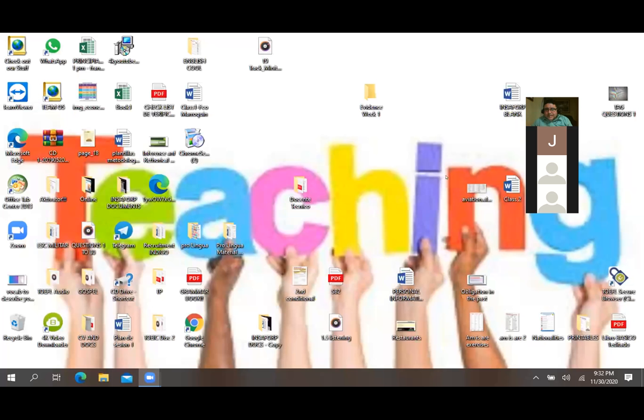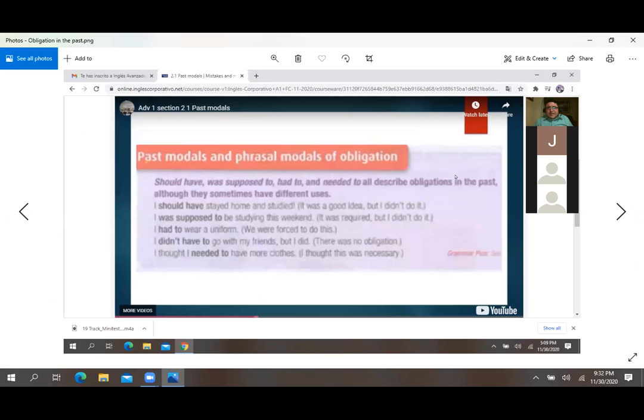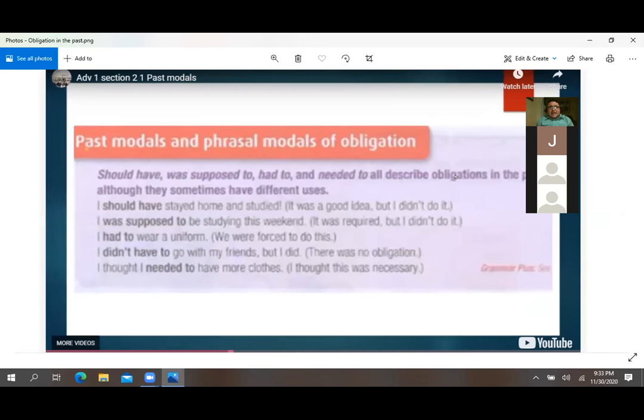Any questions about how to use the simple past, past continuous, and used to? Present perfect, past perfect, when we're talking about past activities? No? It's clear. Okay, good. Let me show you. I don't know if you have gotten to this part of the platform. Okay, can you see my screen? Past modals and phrase modals of obligation? Yes, we can see it.